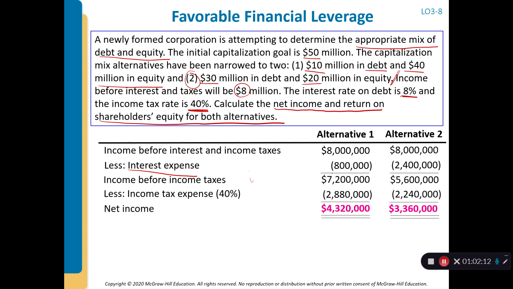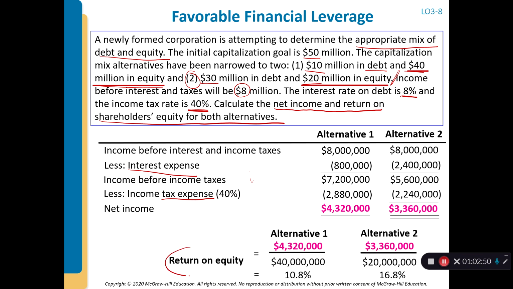So after that, we will pay tax, right? The tax is 40% on top of what we earn, so that means the IRS is going to take away 2.88 million of our income, and on alternative 2, the IRS is going to take 2.24 million. And the resulting net income: yes, alternative A seems like it's making 4.3 million, and alternative 2 is 3.3 million. But the return on equity is what I'm trying to tell you.